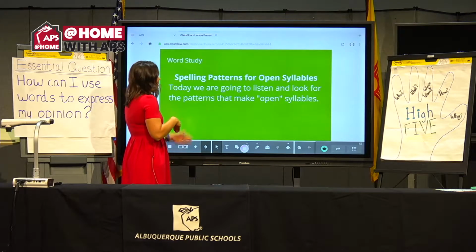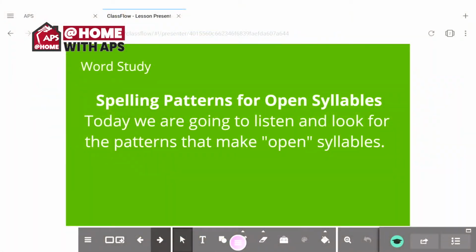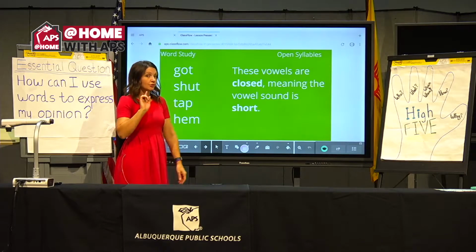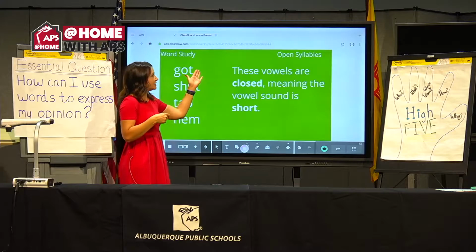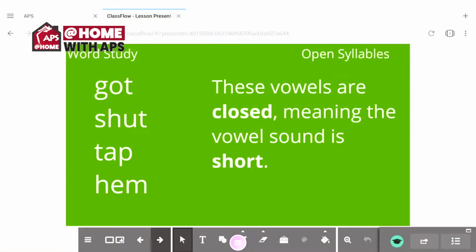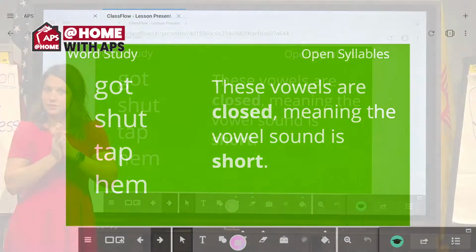Today's focus is spelling patterns for open syllables. Today, we're going to listen and look for the patterns that make open syllables. To remind you, this is from Tuesday. These vowels are closed, meaning the vowel sound is short. So the vowel is really what tells us if a syllable is open or closed.